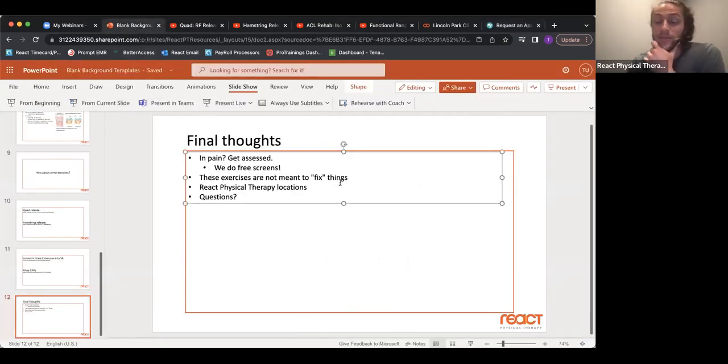Again, these exercises are not meant to fix things. They're just meant to improve what's already going on. But if you have pain, go get assessed.